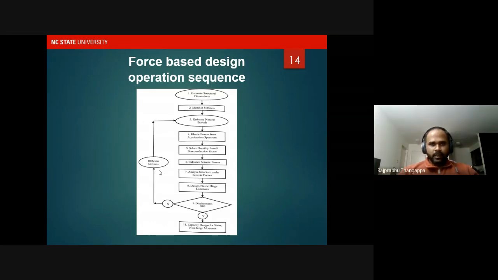So let's get into the force based design operation sequence. And whatever we have seen until now is to basically quantify the earthquake demand. But once we have quantified the earthquake demand, we will have to quantify the structure capacity to design for the actual earthquakes. So this would be the step-by-step procedure. The first step is to estimate the structural dimensions based on gravity load design and the member stiffnesses.